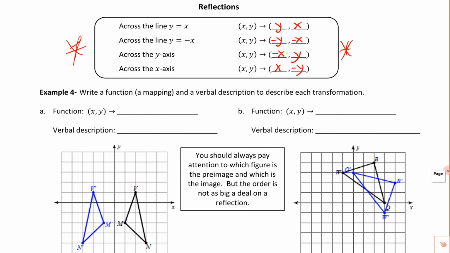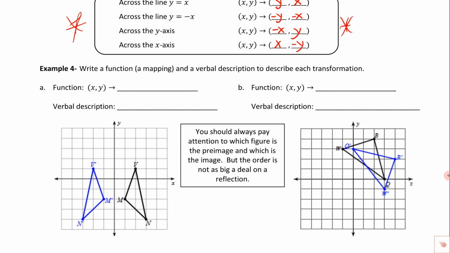And now we're going to go down here and we're going to practice just a tad. So notice the figures. This will be a little bit quicker. They're already graphed for us. I'm going to definitely mark this one as the old one and this one as the new one. Might not be a bad idea to do that here. This is the old one and this is the new one.